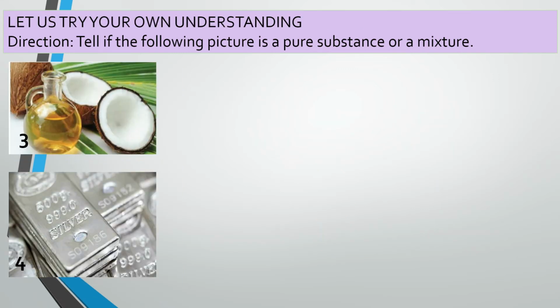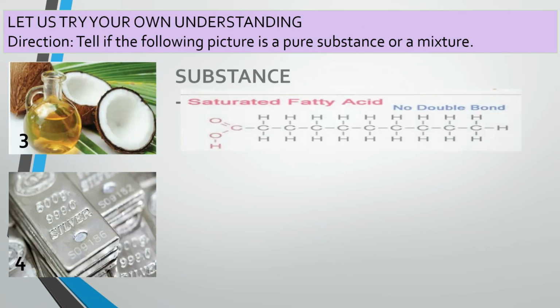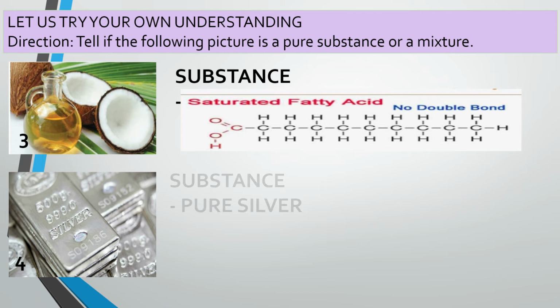Okay, so next one we have the coconut oil, and that is a pure substance. Okay, and we have the chemical formula or structural formula for substances. And lastly, we have the silver, that is a pure substance. Okay, as you can see in the picture, there is the 999.0. That is a pure substance.